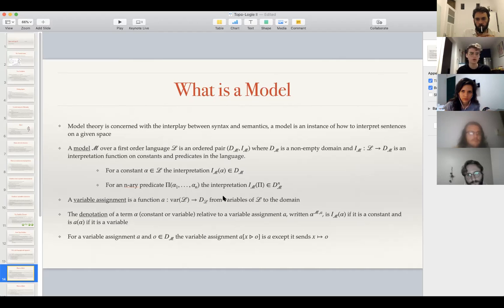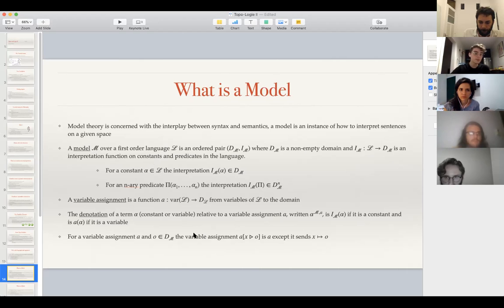The interpretation of this is going to be in the product of this n times. So it's basically going to pick out the lists of n elements that make this predicate true. Okay? So right now we only have a model defining an interpretation function on constants and predicates, nothing else.